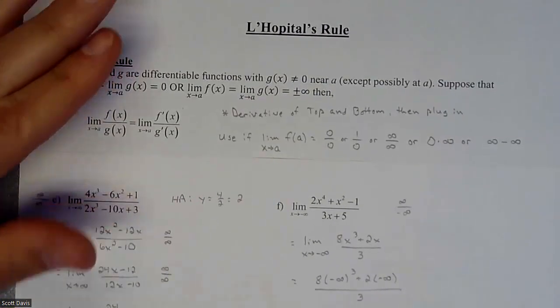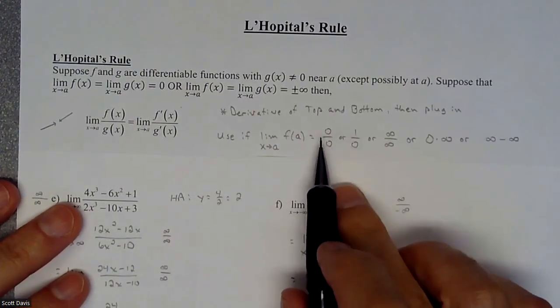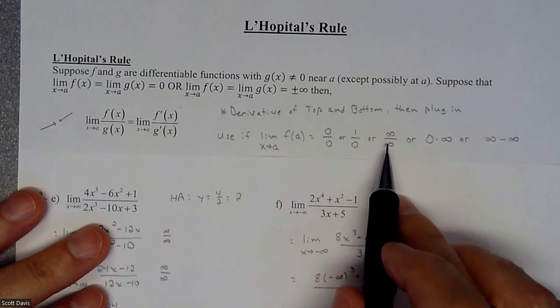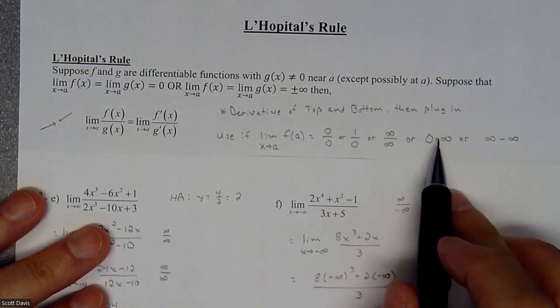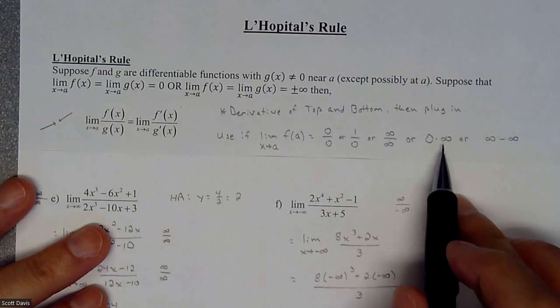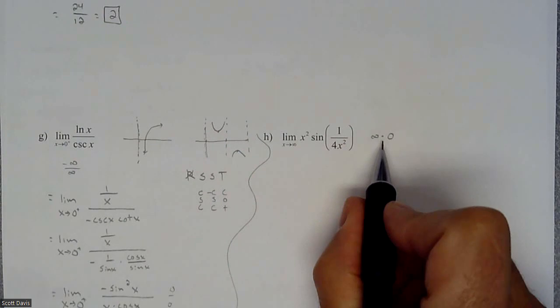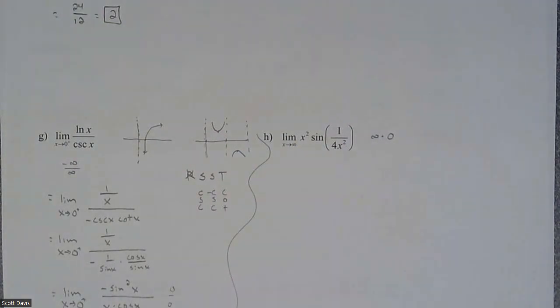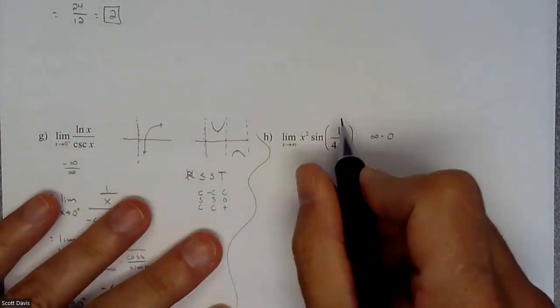So we have all these different kinds of scenarios. If we have a 0 over 0, or infinity over infinity, those are your most common situations. But we have something like this, where we have a 0 times an infinity or infinity times a 0. So we can apply L'Hopital's rule. But L'Hopital's rule requires you to turn it into a fraction. And so we are going to turn it into a fraction. We are going to leave this one alone.